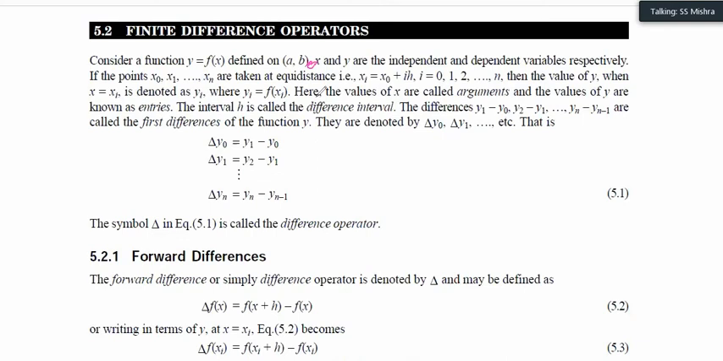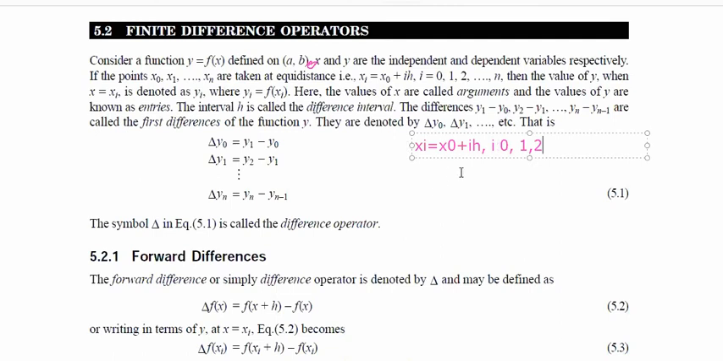The points x0, x1, x2, and so on up to xn are taken at equal distance. Note this very point. The differences are equidistant, meaning xi is equal to x0 plus ih. If we talk about the difference here, xi is equal to x0 plus ih. This is important. i is ranging from 0, 1, and 2, etc.